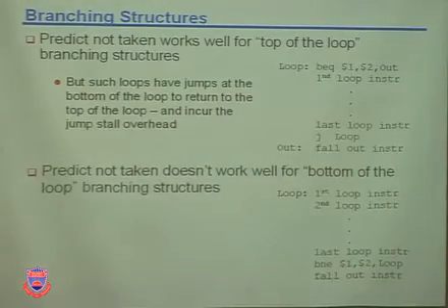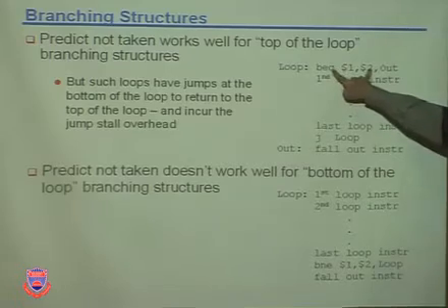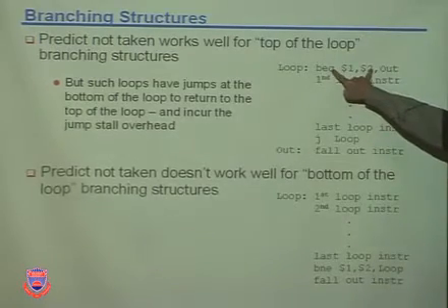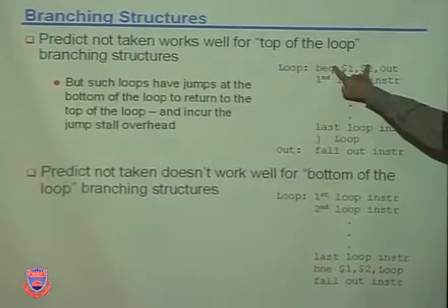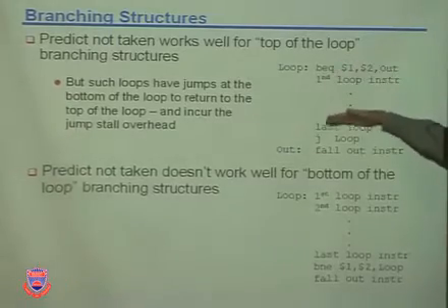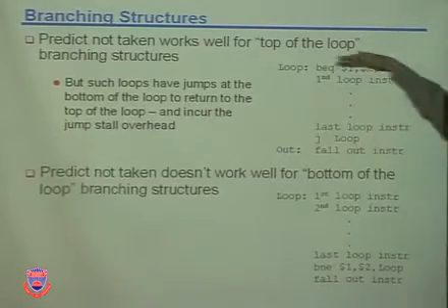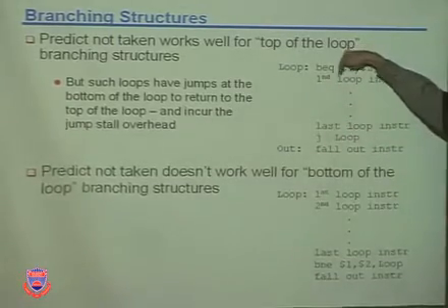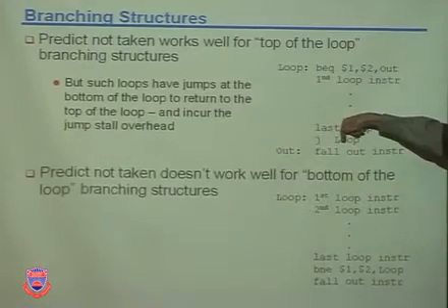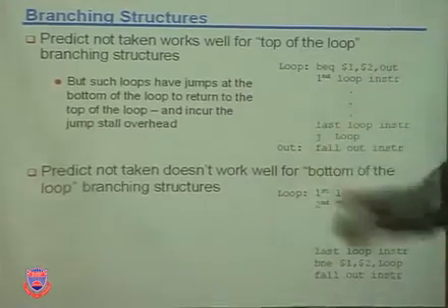Predict not taken works really well for top of loop. Here's a loop top. We have top testing, and most of the time we should go in the loop and jump to the top, go in the loop, jump to the top. So most of the time we should be going in and not taking the branch. When do we go to out?